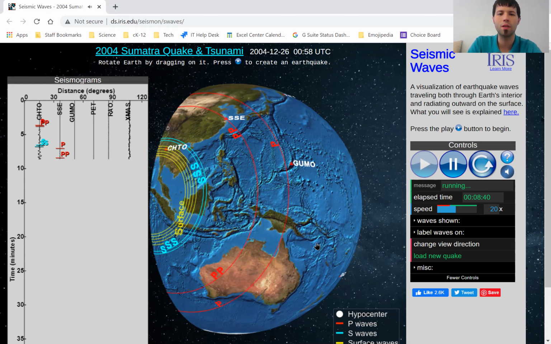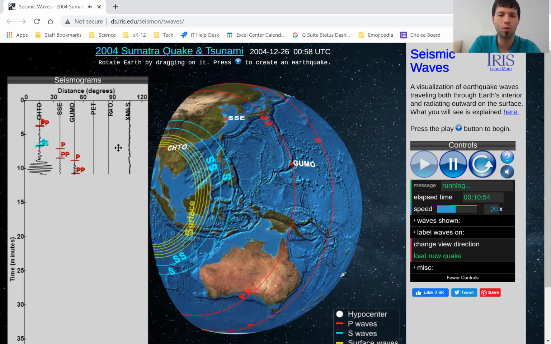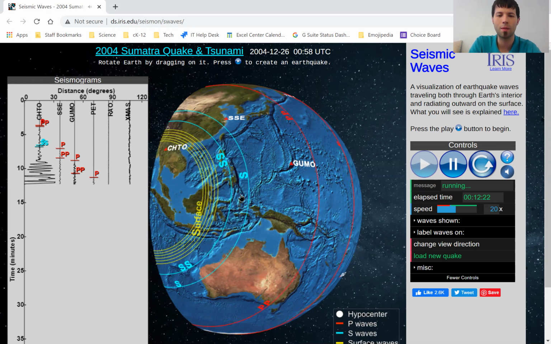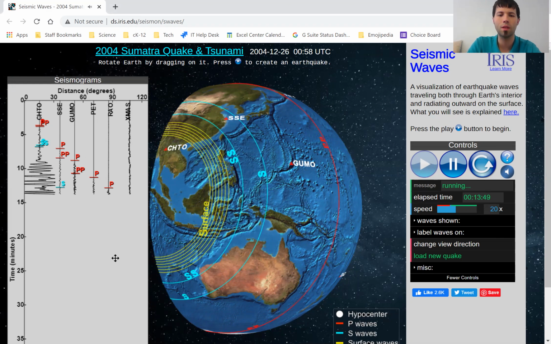This simulation is pretty complicated, so I'm not going to include it as a part of an assignment. You can see here on the left that different earthquake stations are registering these waves. There are different stations marked on this map here. I'll leave the link to the simulation in case you want to play with it.